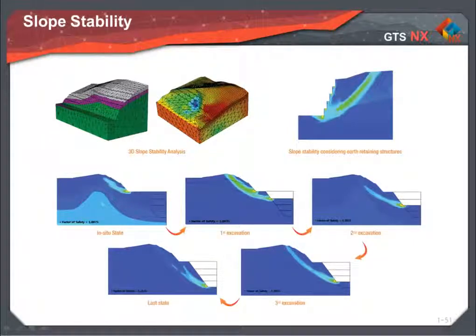When we're dealing with slope stability, in GTS NX it can be analyzed with the strength reduction method, which is based on reduction of soil parameters simultaneously until failure occurs. And we can obtain the critical factor, which is the minimum factor of safety at which failure occurs.